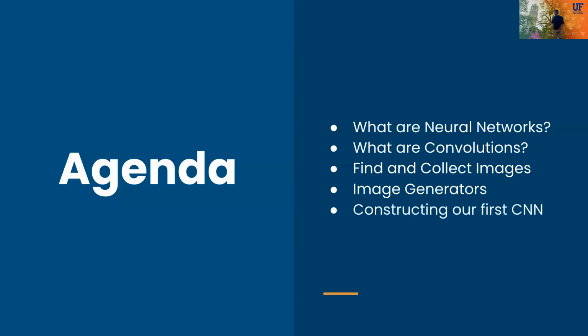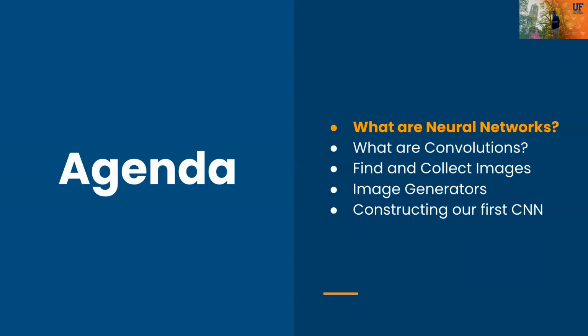And then we're going to be talking about how we construct our first CNN. Not this CNN. It's called a convolutional neural network. There are 2 main parts to that: the convolutions and the neural networks. But today I'm going to be starting with the neural network first because I think that's a very important part.